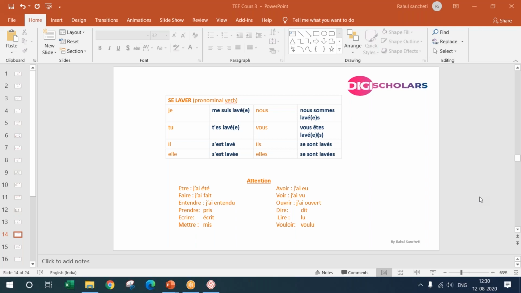Okay? Is it clear, everyone? This is really important. Very good. So now if you see here, the verb is laver, to clean, in the sentence.